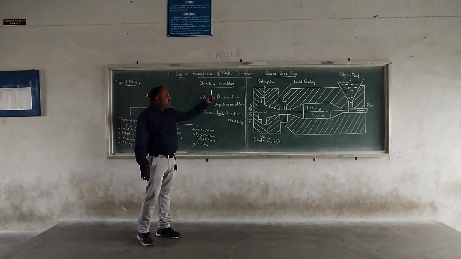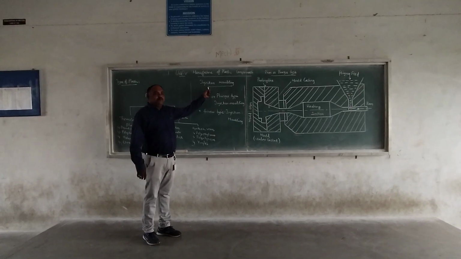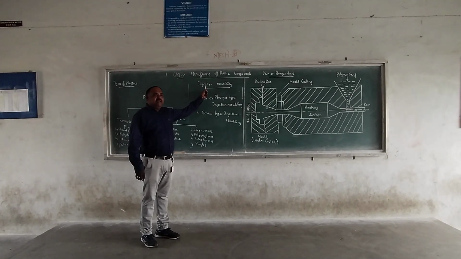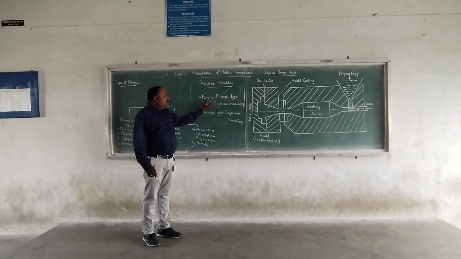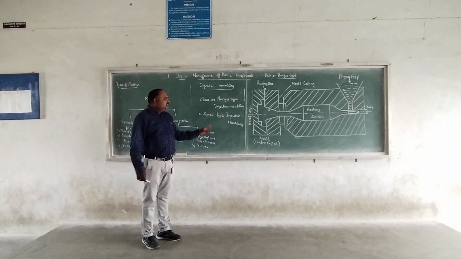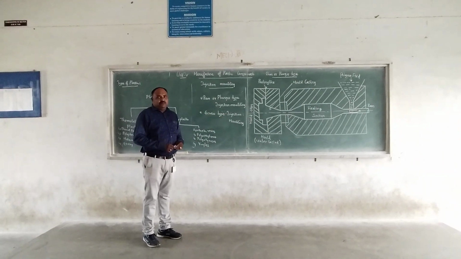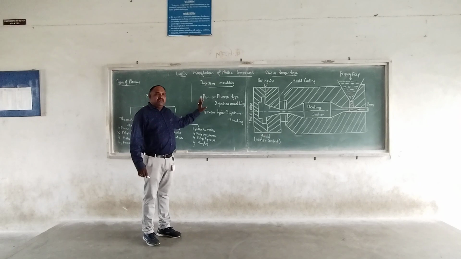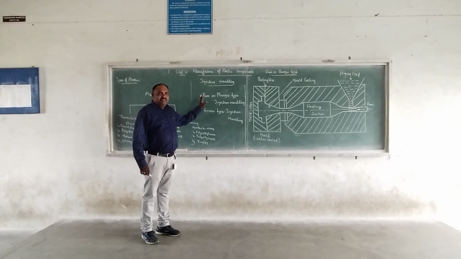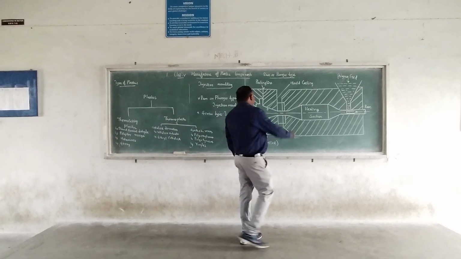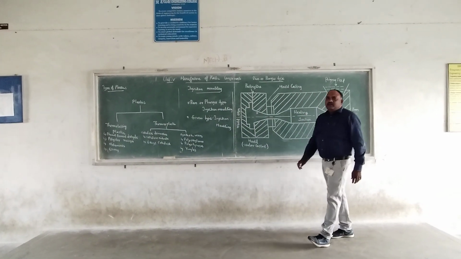So the first type of production process is called injection molding. In injection molding, there are two types of molding processes. One is called ram and plunger type injection molding. Another one is called screw type injection molding. By using injection molding, we can make components with plastic as the material. So the first type we are going to see today is the ram or plunger type.